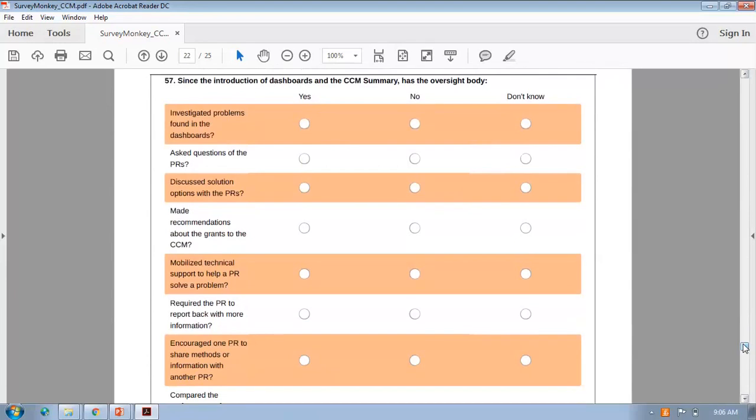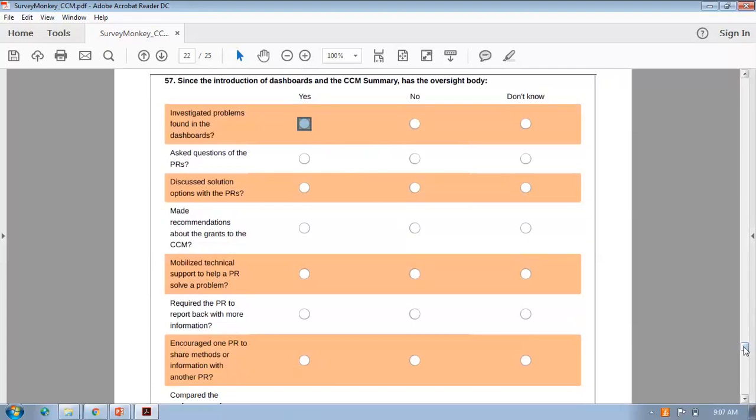Question 57 and question 60 are similar. They have this stripy appearance because really these are multiple questions in one question. So in this case, what you might want to do is say to the people, okay, now let's talk about how the oversight body is using the dashboards and the CCM summary. I'm going to ask you whether the oversight body ever does a certain number of things, and for each of these things, I'd like you to tell me whether they do it or not, and if there's been something interesting that's happened, we can explore that further.